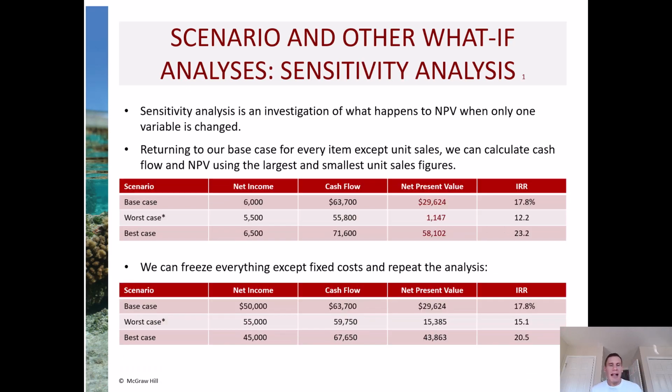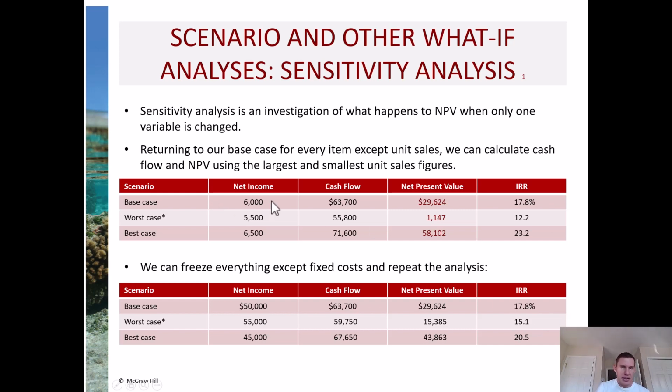Now, sensitivity analysis, just think of this as, what's going to happen to your NPV when you change just one variable at a time. You've got to be careful changing more than one variable because you need to know, if I change this one, what does that do to my numbers, right? If you change too much at once, you may lose what's causing what, in a sense. Returning to our base case, for every item except unit sales, we can calculate cash flow and NPV using the largest and smallest unit sales figures.